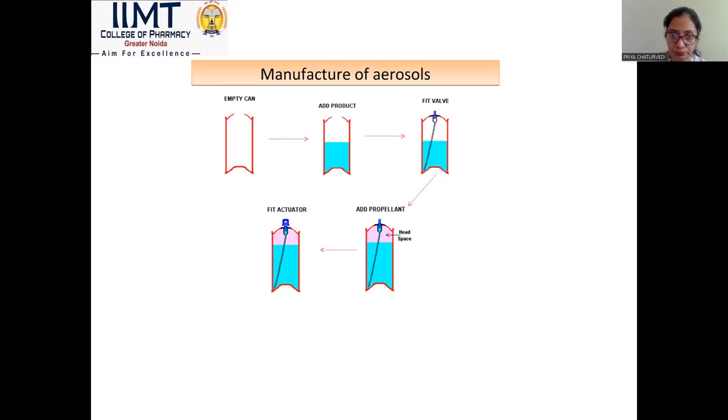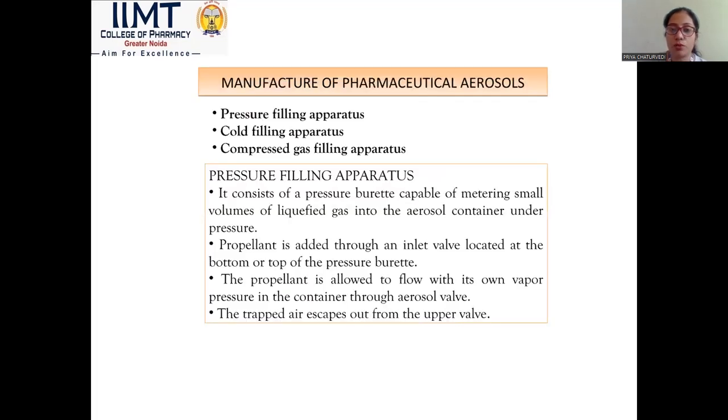Now you can see this is the empty can. We add the product, then we fit the valve, then we add the propellant, and then we fit the actuator. Now, manufacture of pharmaceutical aerosols. There are 3 methods. First is the pressure filling apparatus. Second is the cold filling apparatus. And third is the compressed gas filling apparatus.